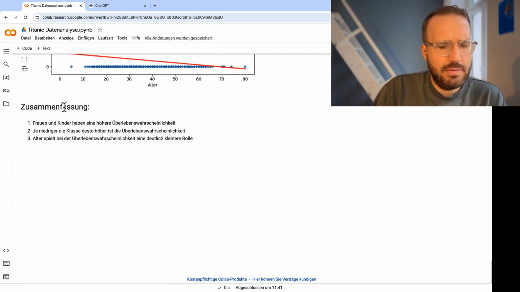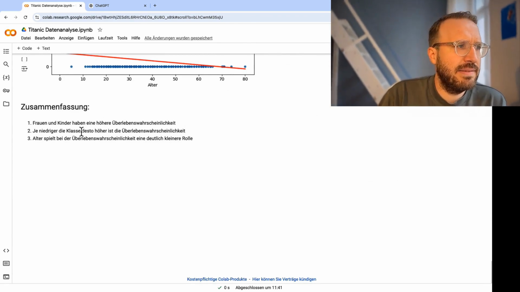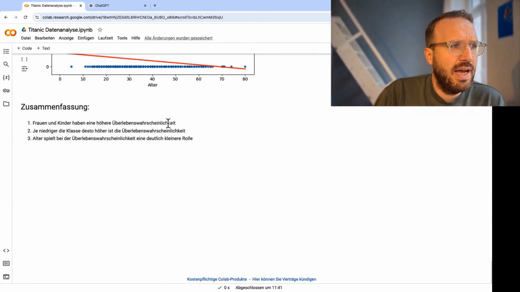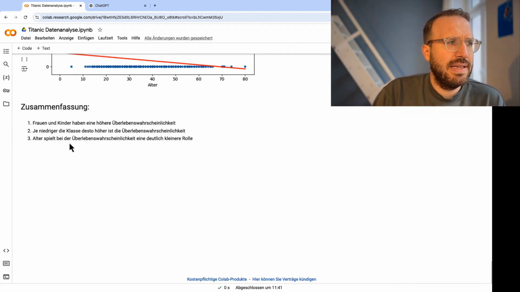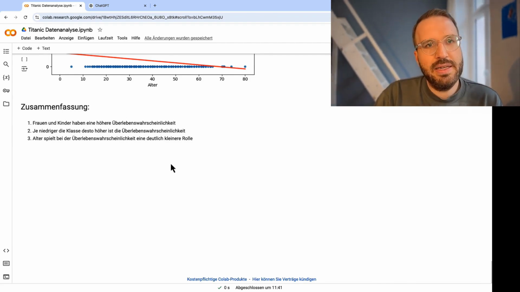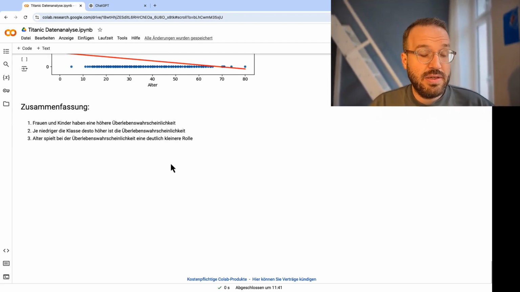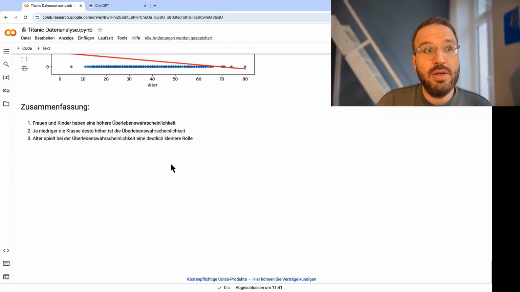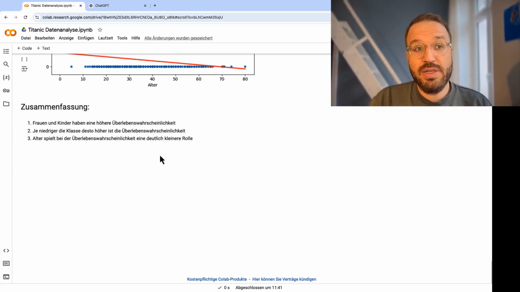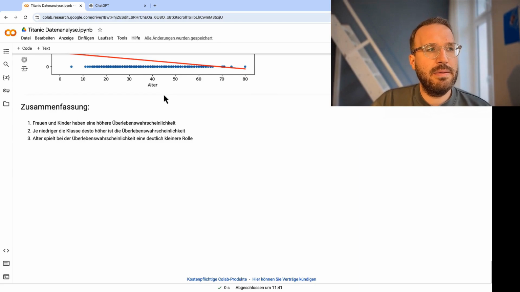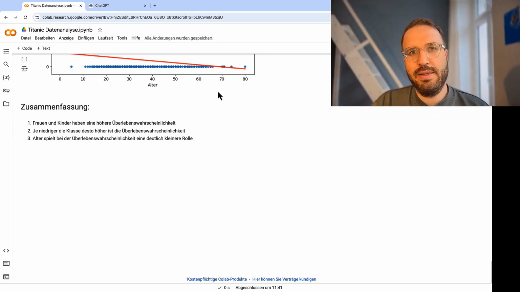And in summary, what have we learned about this data set? Women and children definitely have a higher chance of survival. The lower the class number, the higher the chance of survival. And age plays a significant role as well. So you have seen an example of how you can actually use the things we have learned so far, especially the correlation. Feel free to play around with the notebook. It is available via the link.